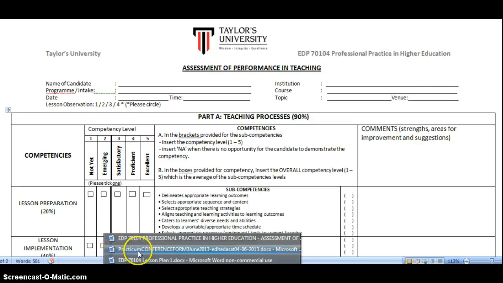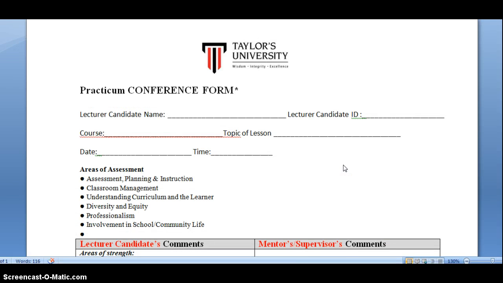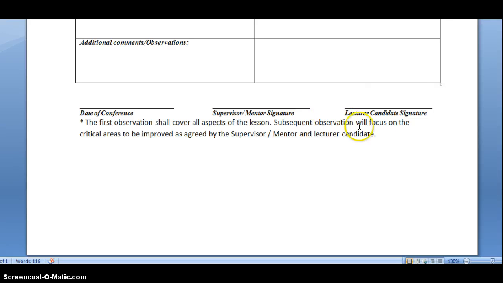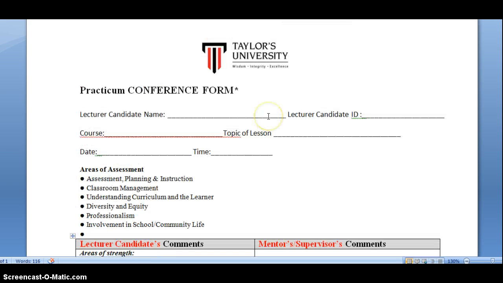Okay, that's one form. And the last form is the conference form. We do need the conference form because when I meet you to discuss areas of improvement, we need to see which areas need improvement. Those who have not done yours, please watch out in Edmodo. Sorry, I will post it directly to you. What you need to do is print it out, sign at the bottom here, lecturer candidate signature, and then scan it and post it back to me. These are for those who have already gone through the observation and do not have the conference form at that point.